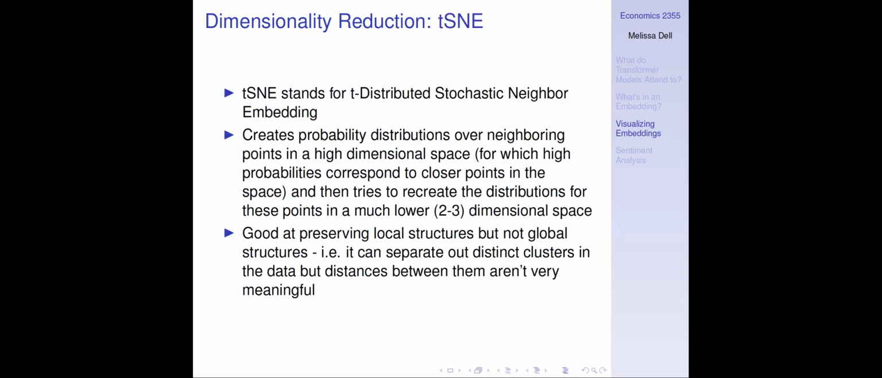t-SNE stands for t-distributed stochastic neighbor embedding, and it creates probability distributions over neighboring points in a high dimensional space. The high probabilities in these distributions correspond to closer points in the space, and then it tries to recreate the distributions for these points in a much lower space, say a 2 to 3 dimensional space. It's good at preserving local structures, but not very good at preserving global structures. What that means is it can separate out distinct clusters in the data, but distances between those clusters aren't necessarily going to be very meaningful, because it's really optimized to preserve that local structure and not to pay attention to the global structure.